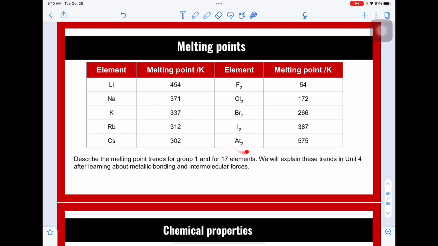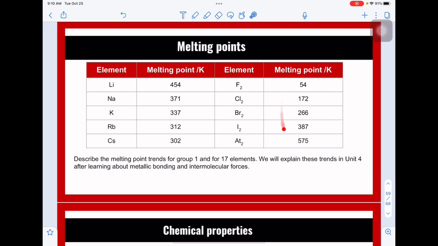Okay, same thing with group 17, the halogens. Even with this one, I expect you to know the trend, but you don't have to know why, because the reason why is covered in unit 4 when we do intermolecular forces, actually for both of them. So I expect you to know the trend, but not why it is the way it is.